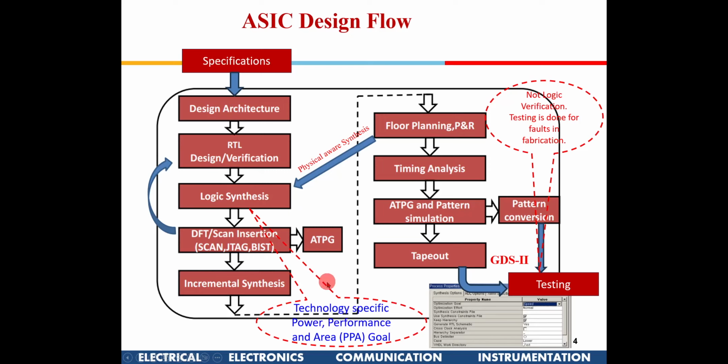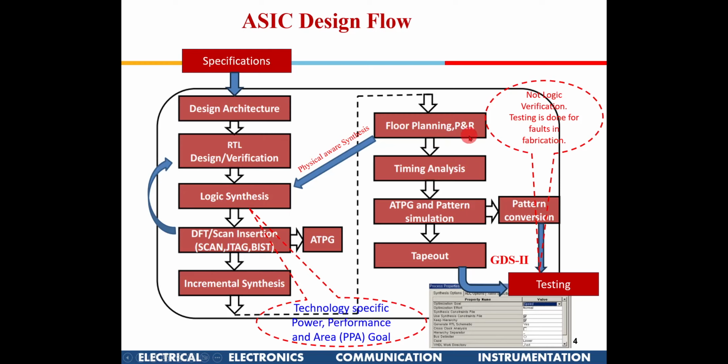Okay, and till here it is all pure functional checking. That means you give A, B, C, and check whether you are getting A plus B plus C. That kind of simulation is happening till here. Then you do the floor planning, placement and routing, which is also automated these days. Once you have done that, you do the timing analysis.